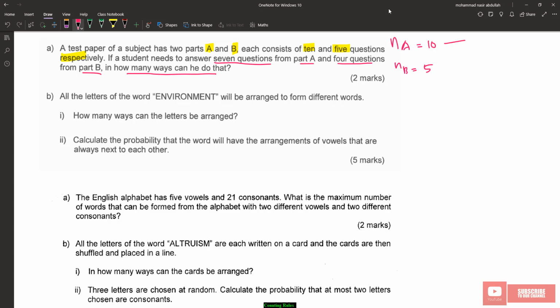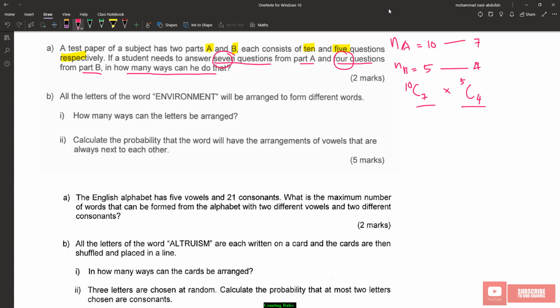Maksudnya, from part A, you need to choose 7, and part B, we need to choose 4. Right? We don't care the order. So now, we have two parts. First part, 10 choose 7, multiply 5 choose 4. Then you will get the answer lah. Very simple. Only 2 marks.